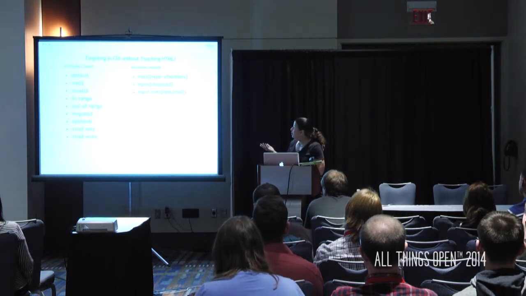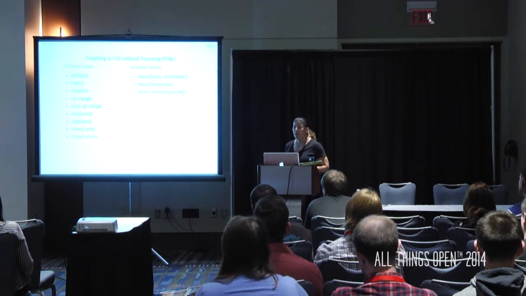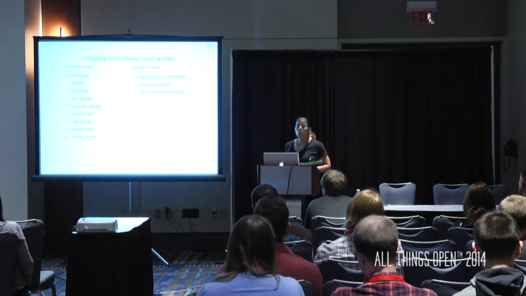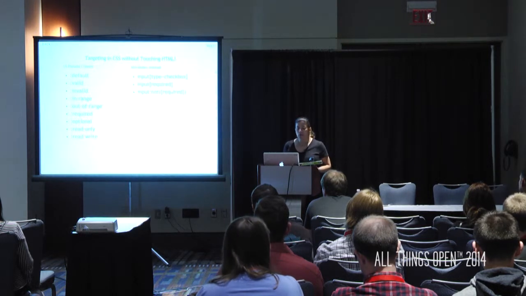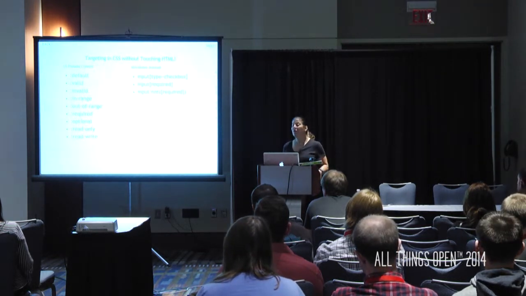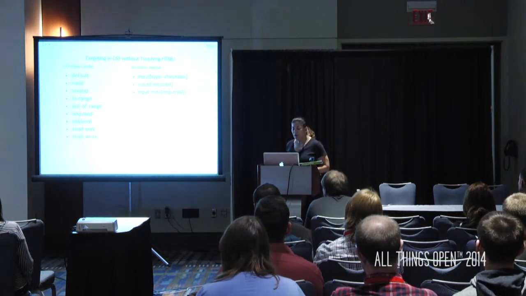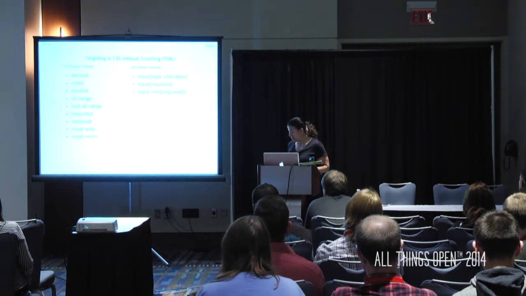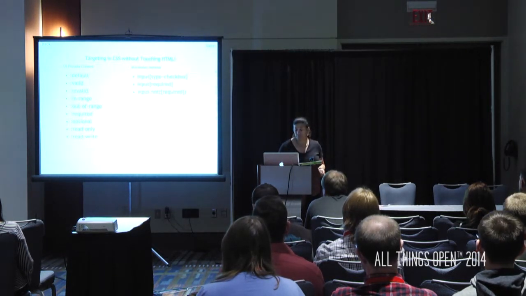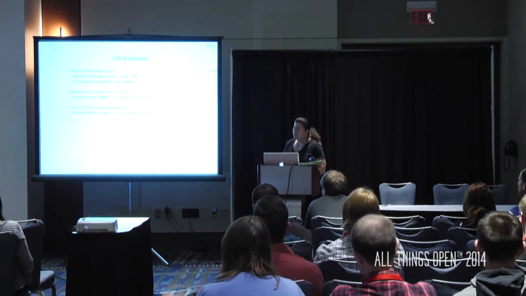Second one is valid, which is the opposite of invalid. They're kind of self-explanatory. In range and out of range, when we do numbers, that will make more sense. Required is the required attribute. Optional is the lack of the required attribute. And read-only and read-write have to do with disabled or not disabled. Okay. And these are what I'm using, I think. No, the next slide is what I'm using.